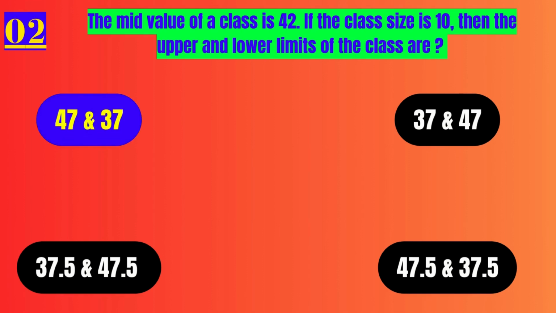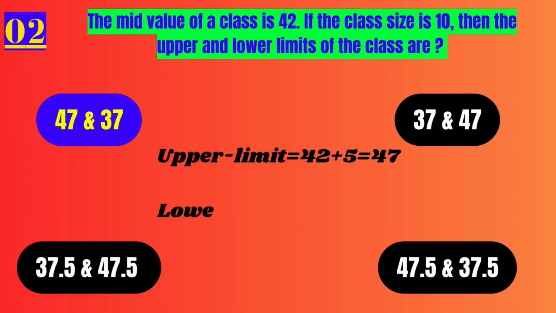Because the upper limit is 42 plus 5, equal to 47, and the lower limit is 42 minus 5, equal to 37, where 5 is half of the class size, 10 by 2.